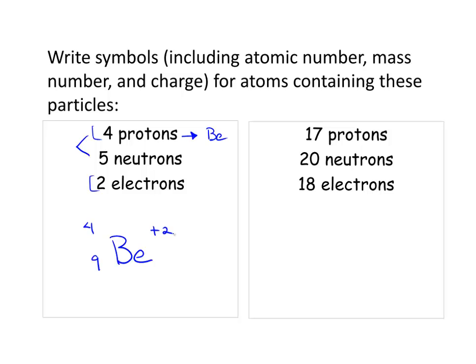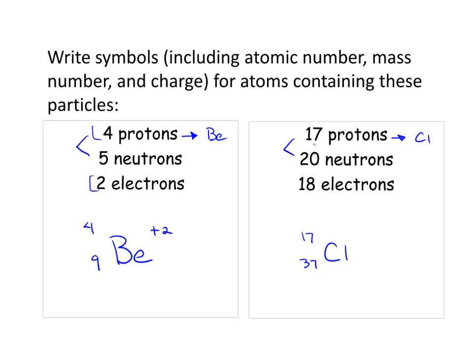Let's try another one. Write the symbol for the atom containing 17 protons, 20 neutrons, and 18 electrons. Remember, the number of protons determines the identity of the atom. Atomic number 17 is chlorine, so this is going to be a chlorine atom. The atomic number always goes in the upper left. The mass number is the sum of the protons and the neutrons. 20 plus 17 is 37. The mass number goes in the lower left. And finally, we'll put the charge in the upper right.